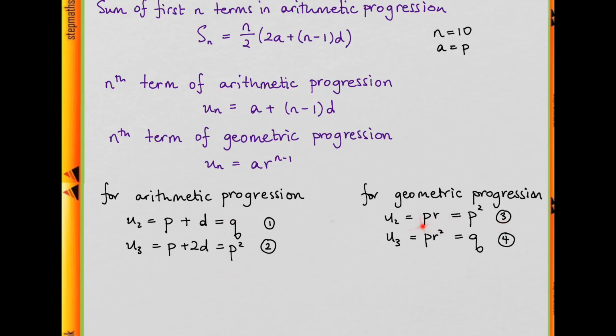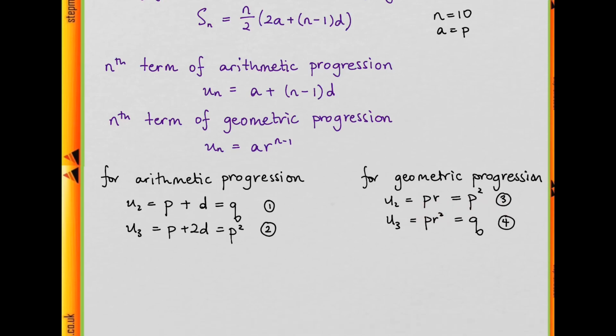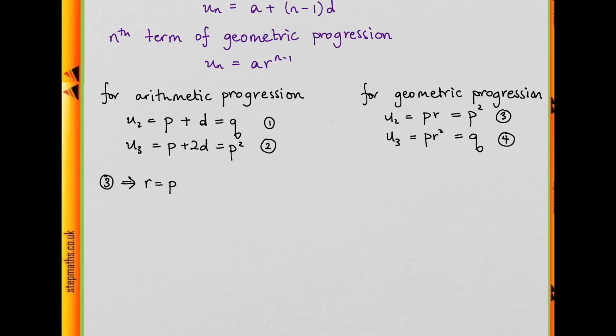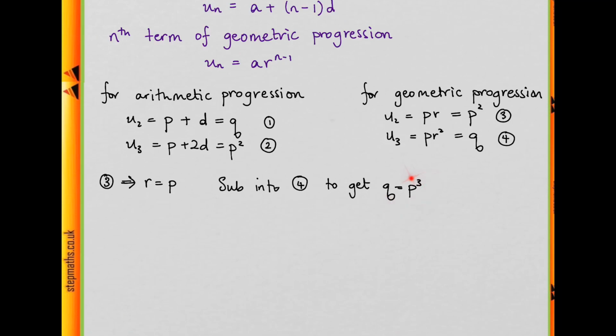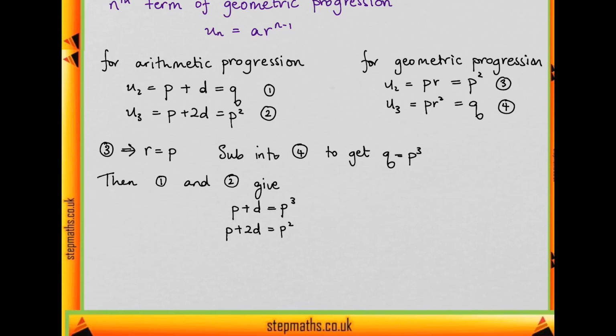And hopefully by looking at 3 and dividing both sides by p, it's fairly obvious that the common ratio r is equal to p, and then putting this into 4, we're going to get p cubed on the left hand side, so q is going to be equal to p cubed. So now putting this q into 1, we're going to get 2 simultaneous equations for p and d from 1 and 2, and let me call this I and II.